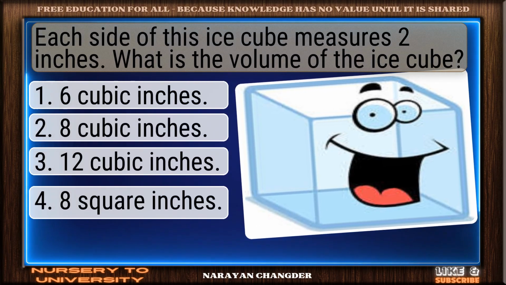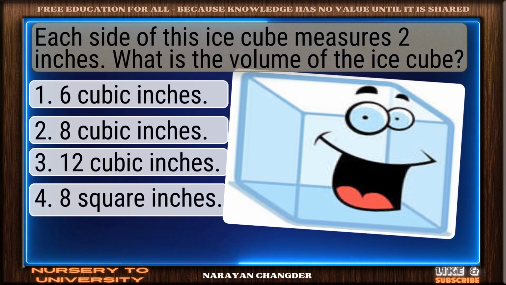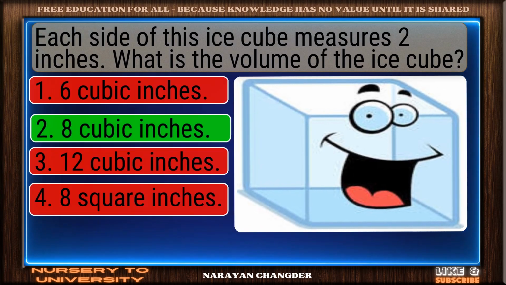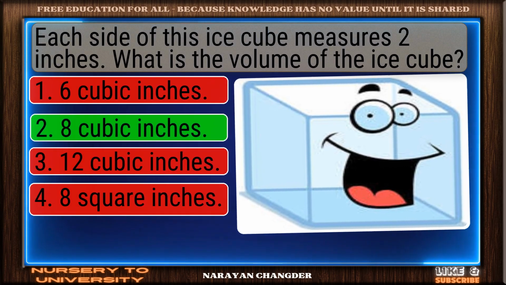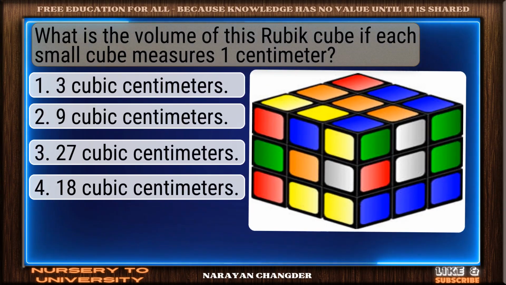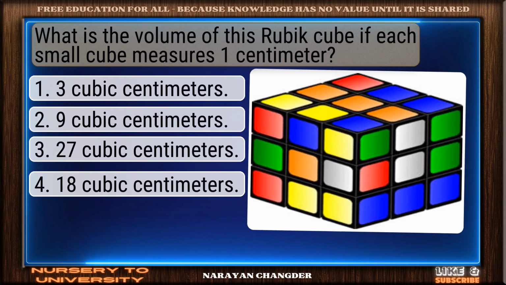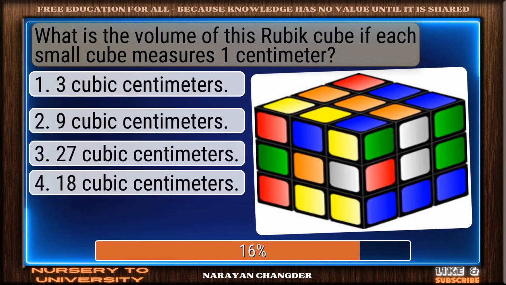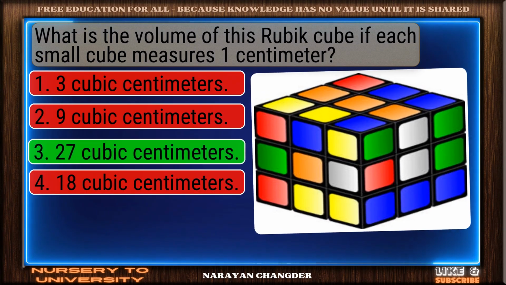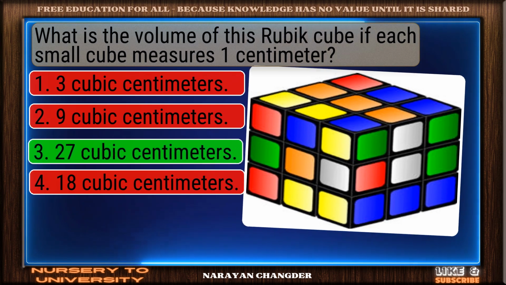Each side of this ice cube measures 2 inches. What is the volume of the ice cube? You're right. 8 cubic inches is the correct answer. What is the volume of this Rubik cube if each small cube measures 1 centimeter? Right choice. 27 cubic centimeters is the best answer.